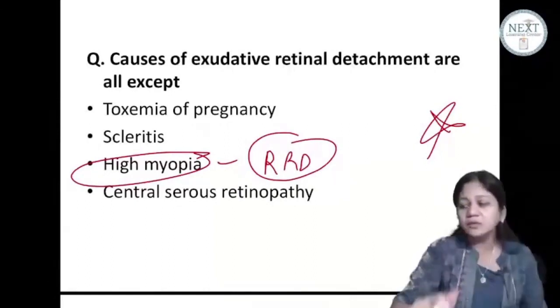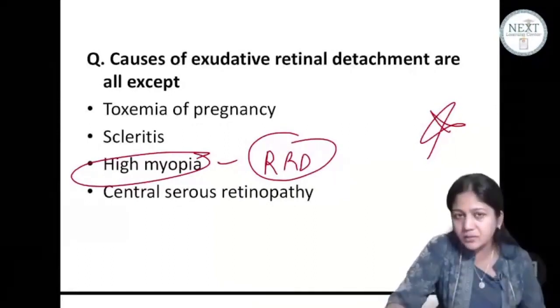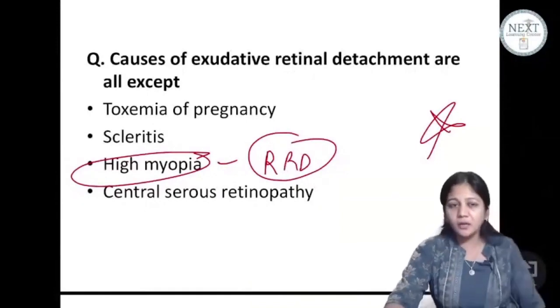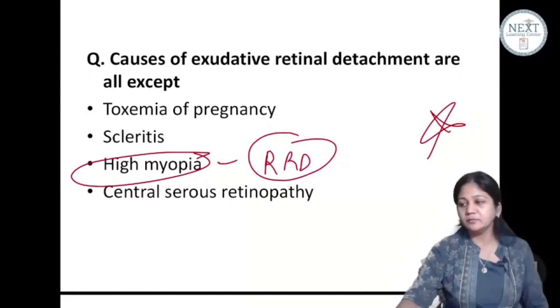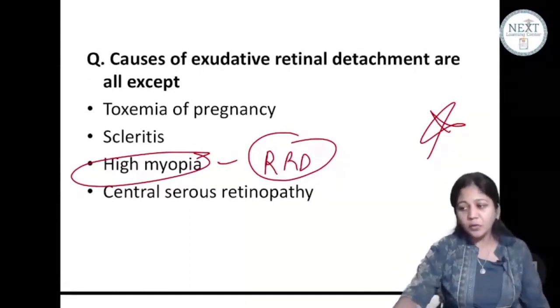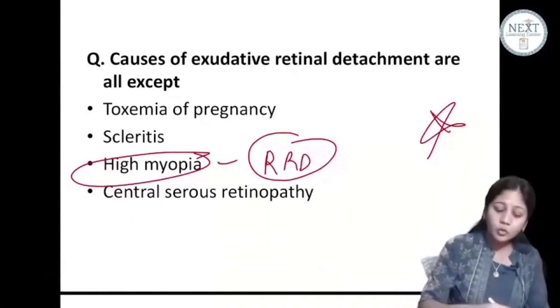Dr. Shriya, check your notes. You have written scleritis in causes of exudative RD. Check your notes. Dr. Kishore, check your notes. Even if you do not remember, but still you should know.